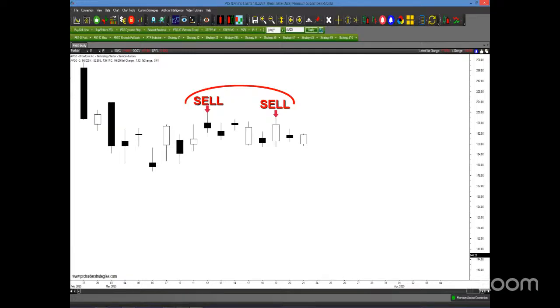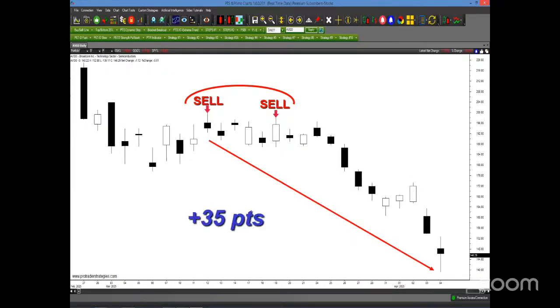And in fact, you have 2 sell signals here. Now, nothing much has happened since the sell signals were generated. You're still in the trades, just using a standard generic stop. Ultimately, it kicked in once again to last week, 35 points.